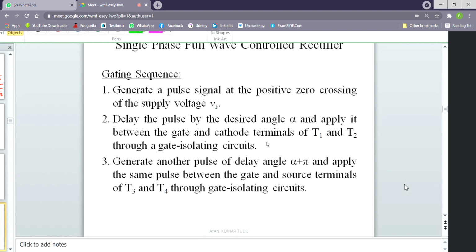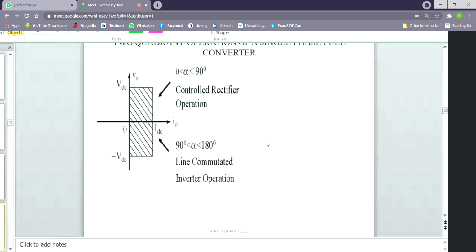Okay, now we are moving to a very important portion, that is the two quadrant operation of this single phase full wave controlled rectifier. From this figure we can see the two regions of single phase full wave converter operation in the VDC versus IDC plane.